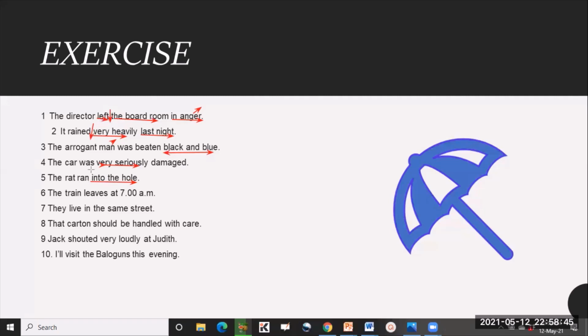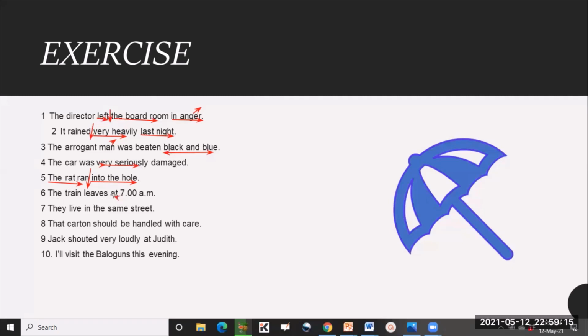How do we know? We use the border principle and the questioning method. When we say "the rat ran," we need something to complete its meaning. Where did the rat run into? Into the hole. So "into the hole" is telling us more about the action of the rat, which is the verb "ran."